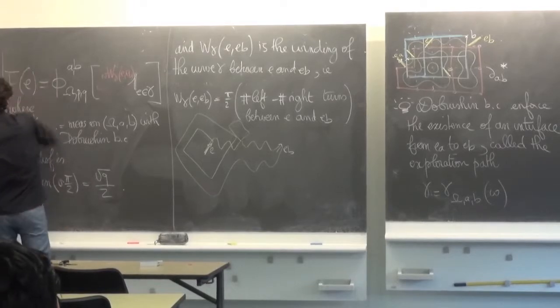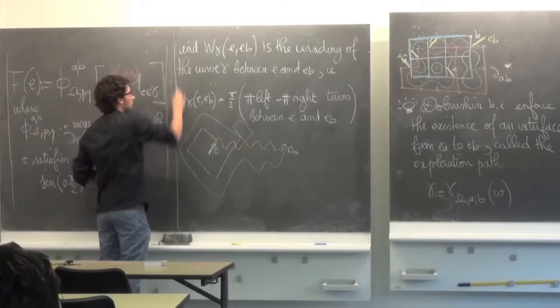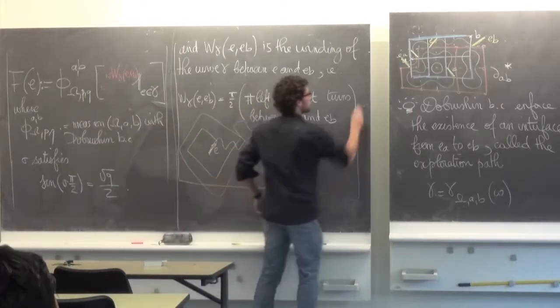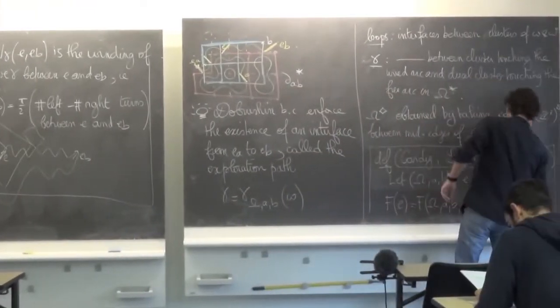So this is the definition of the observable. Do you have questions at this point on this definition? Is it clear for everybody what the winding is? This is really the most important definition at this point.